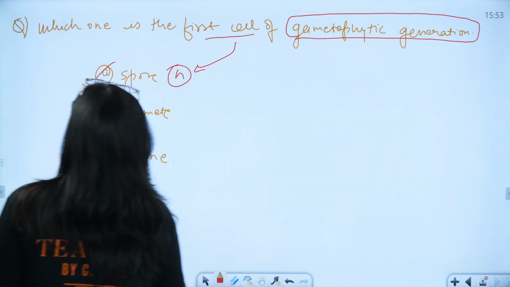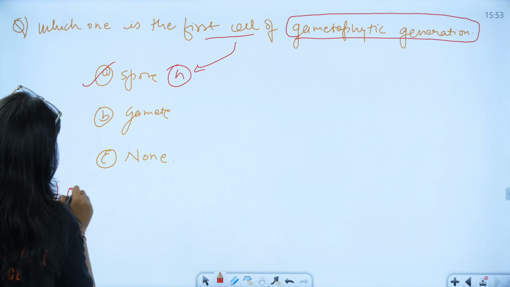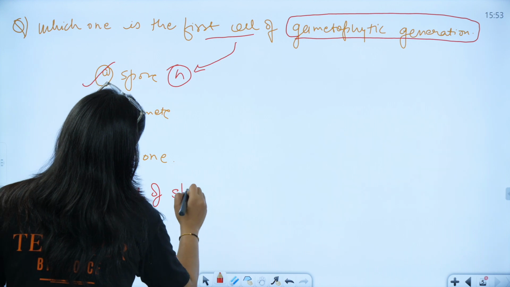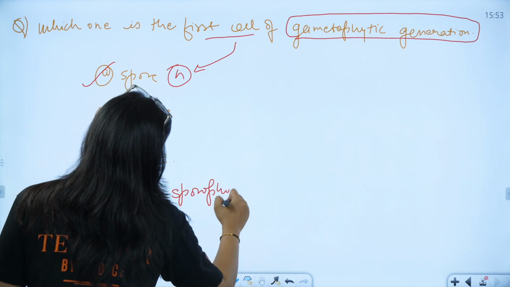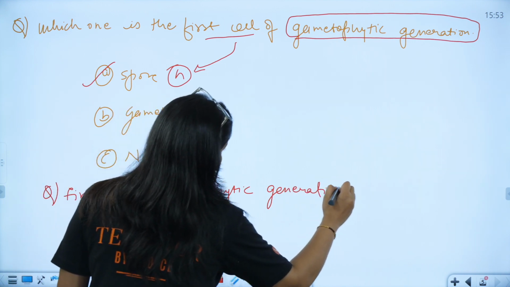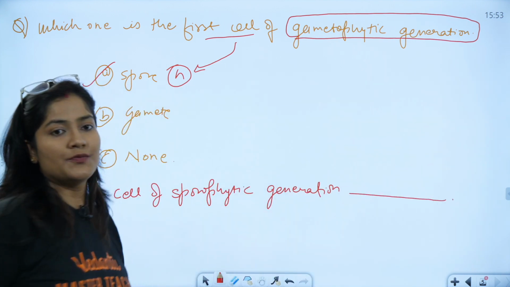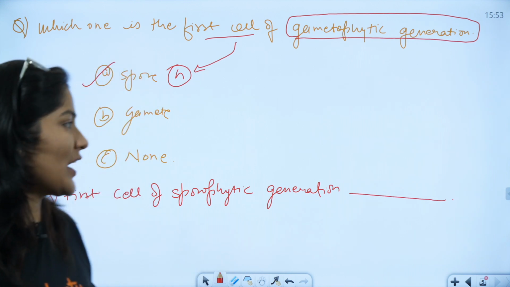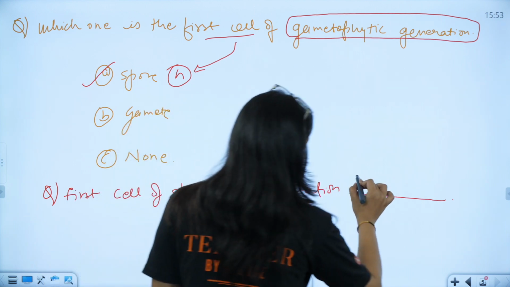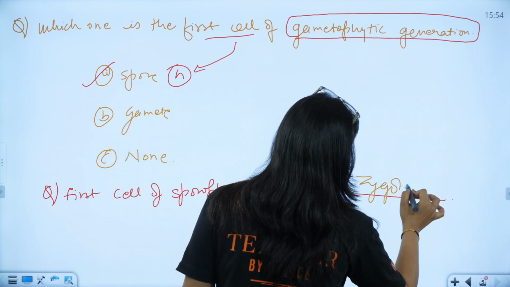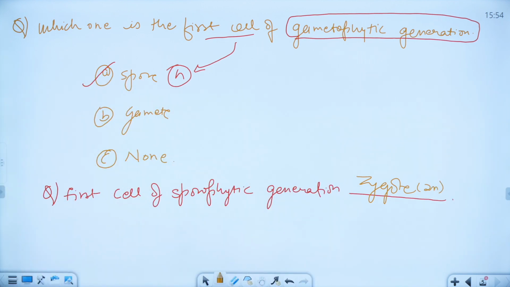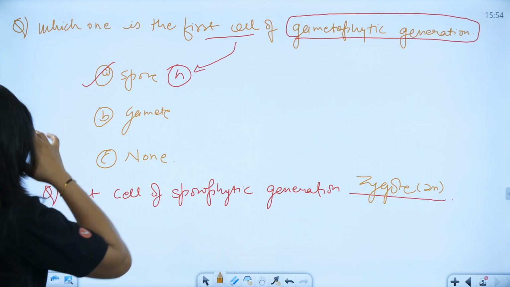Can anyone tell me the first cell of your sporophytic generation? So the first cell of your sporophytic generation is spore, gamete or zygote. Spore, gamete or zygote. So the correct answer over here will be your zygote, right? Zygote is your first diploid cell, which represents the first cell of your sporophytic generation.